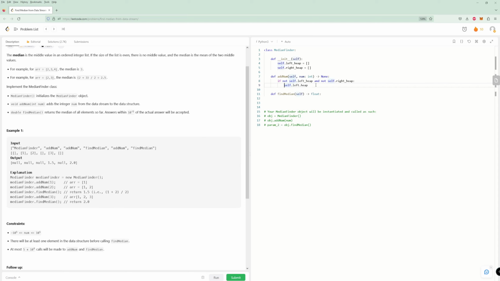We don't even really need a heap push. We can just do this because there's only one element, so there's nothing to sort. Okay, so that's one case.